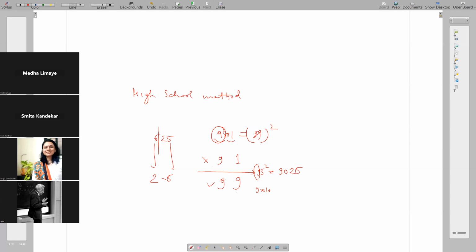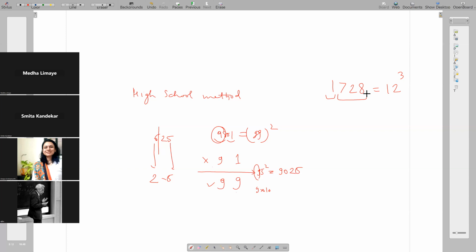I will take another example: 1, 7, 2, 8. So 1728. This is a taxicab number. That's why you know that it is 12 cubed, right? So this is 12 cubed. How will you find the cube root by the high school method? So first of all, this is one group, this is another group.